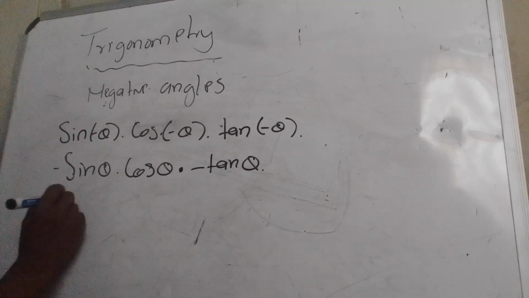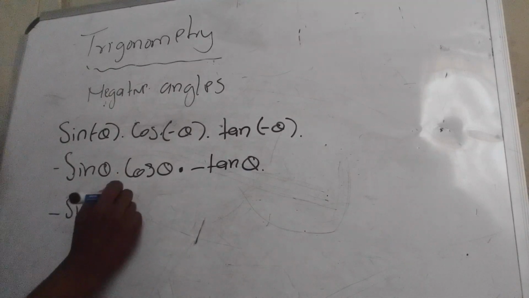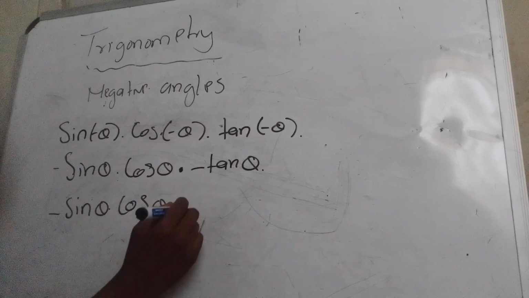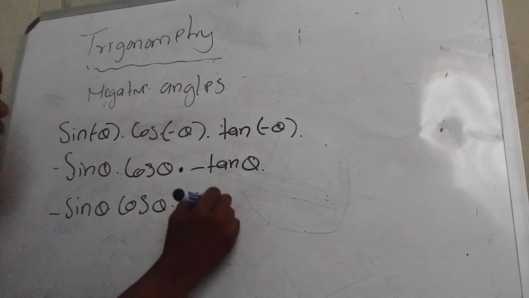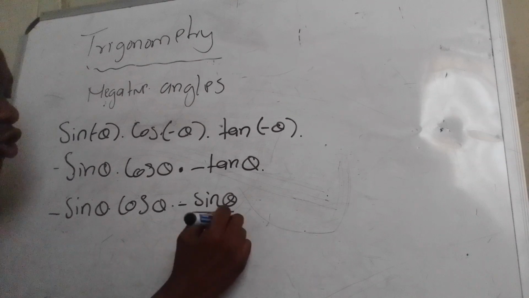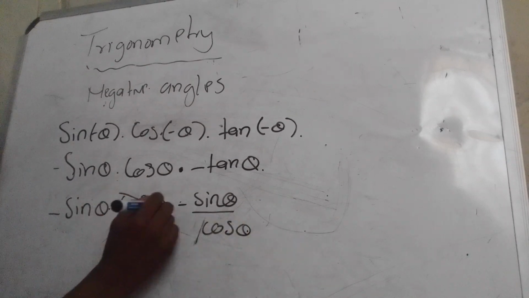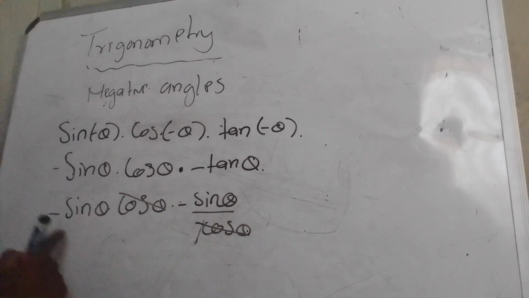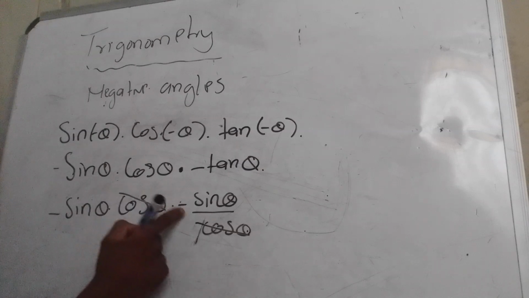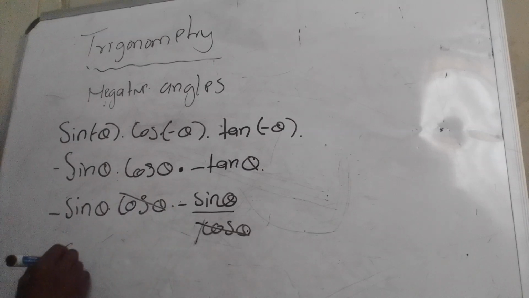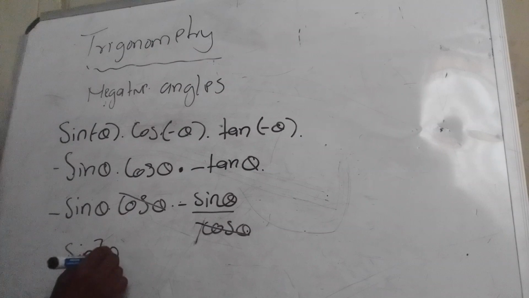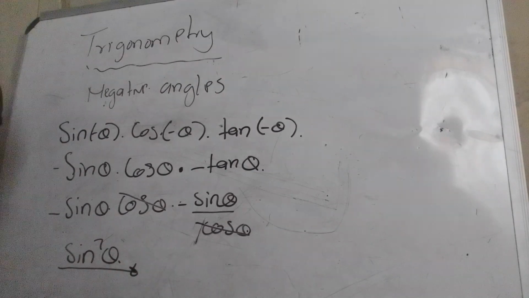Then we're solving here. We're going to have sine theta times cos theta times negative sine theta over cos theta. The cos theta will cancel. Then we're left with negative sine theta times negative sine theta. So our answer is going to be positive sine squared theta. This is our final answer.